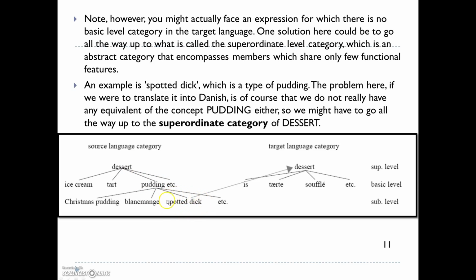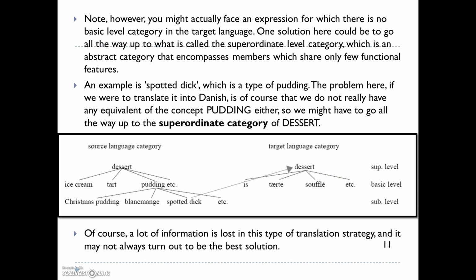That means we go all the way from spotted dick down here, all the way up to the superordinate category of dessert. Now, obviously, dessert is quite a generic term. We could have lots of things as dessert, which could be ice cream and tarts and souffles and all sorts of wonderful things. So obviously, it's not a particularly communicative translation. There's a lot of information that is lost here in the translation. So that's why it may not always turn out to be the best solution.